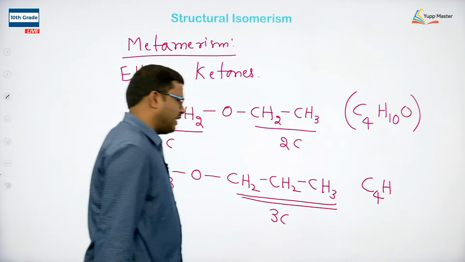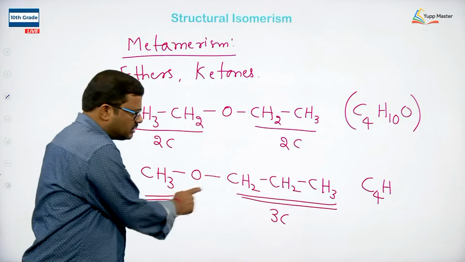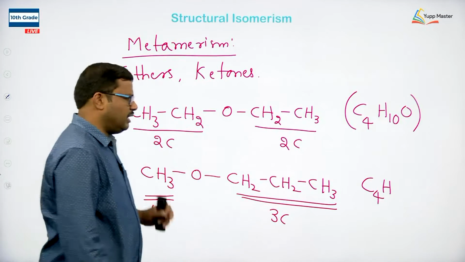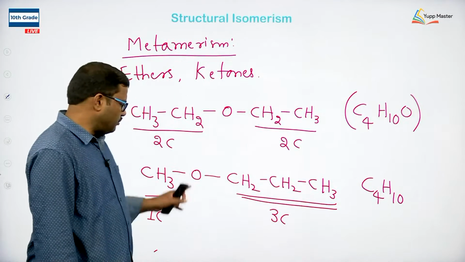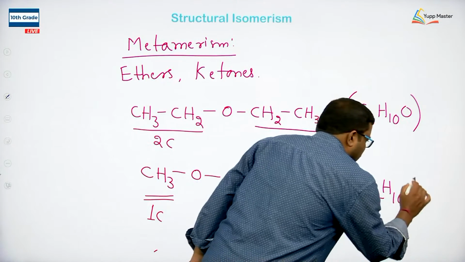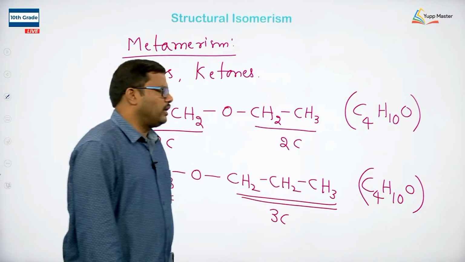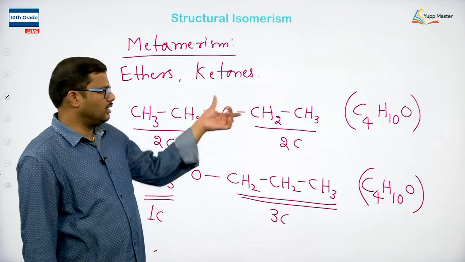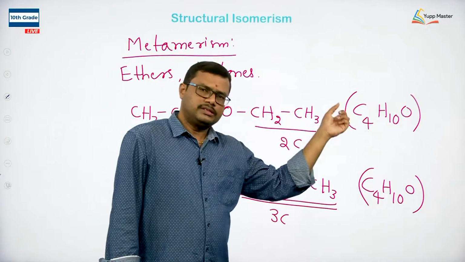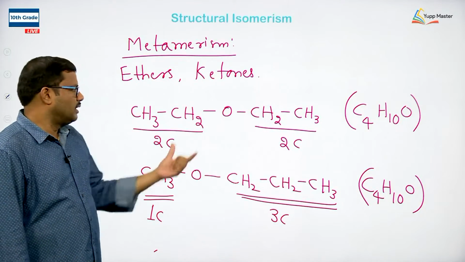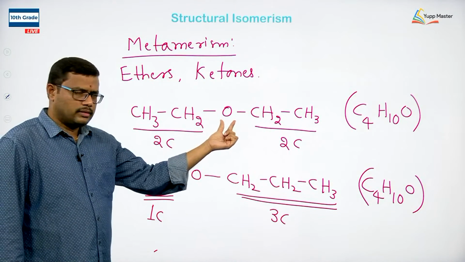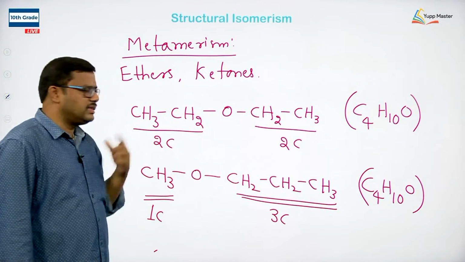If you look at the number of hydrogen atoms, here we have 3 hydrogens, here we have 7, 7 plus 3, 10. So 10 hydrogen atoms are present, and here we have 1 oxygen atom. So C4H10O is the formula of this compound, and this compound's formula is also C4H10O. What is the difference you can find here?